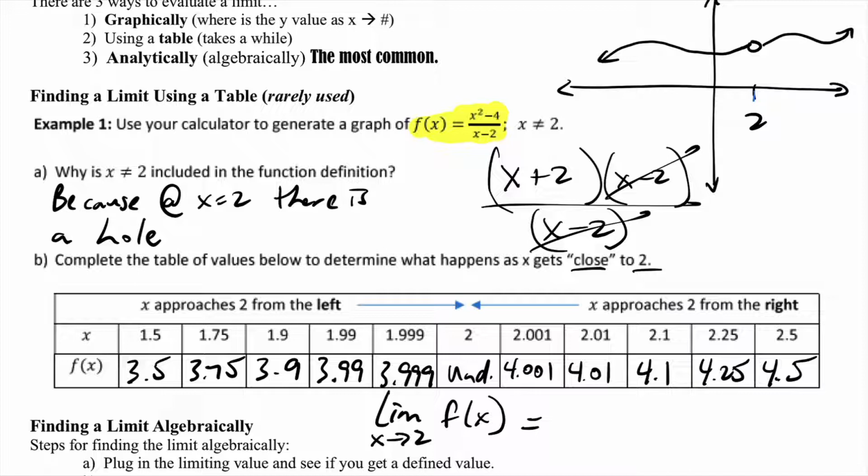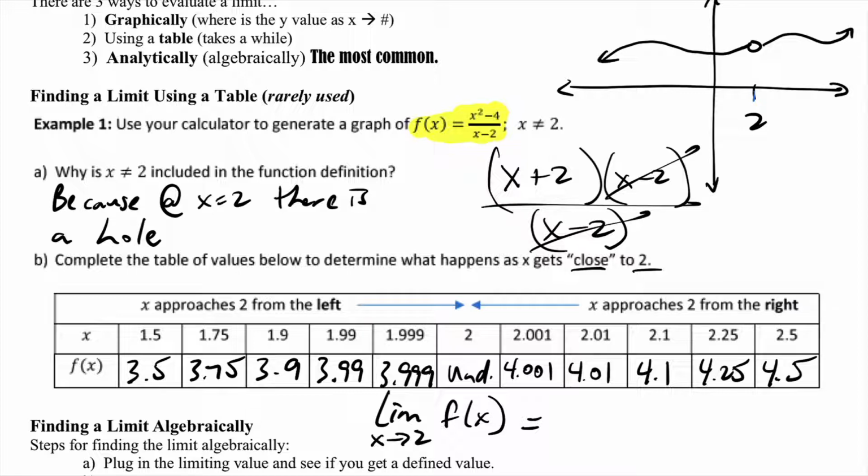So isn't this the same thing as a graph? Just not dots, right? No dots. But these are dots, right? So essentially you're doing the same thing. Follow the path. The x's are getting closer and closer to 2, right? What are the y's doing? Getting closer and closer to what value? 4, right? Go the other way.